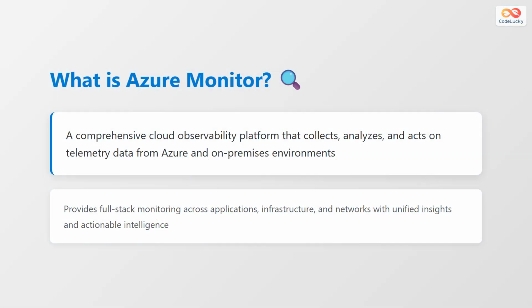Azure Monitor is a comprehensive cloud observability platform that collects, analyzes, and acts on telemetry data from both Azure and on-premises environments. Think of it as the central nervous system of your cloud infrastructure. It provides full-stack monitoring across applications, infrastructure, and networks, giving you unified insights and actionable intelligence. Whether you're running virtual machines, web applications, databases, or containerized workloads, Azure Monitor brings all your monitoring data together in one place, making it easier to understand system health and performance.